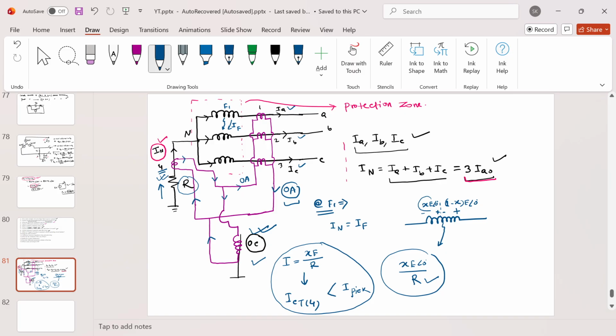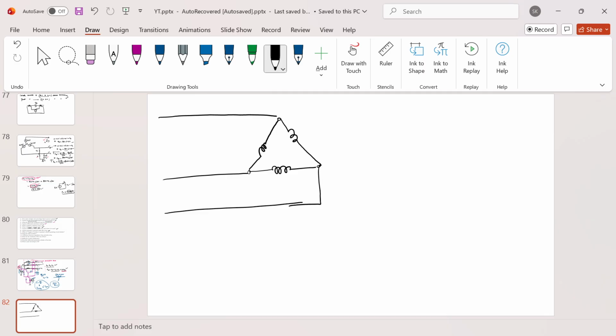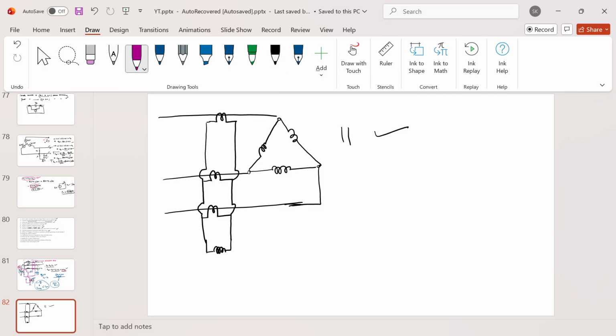Now I'm going to consider the delta connected windings. Let's say I have a delta connected system. Let's say I'm considering this is a transformer, for example, and it has some secondary circuit. I'm not drawing that. Now I have three CTs. Now let's say this is my operating coil, and it will send a trip signal to the circuit breaker. And this is my protection zone.